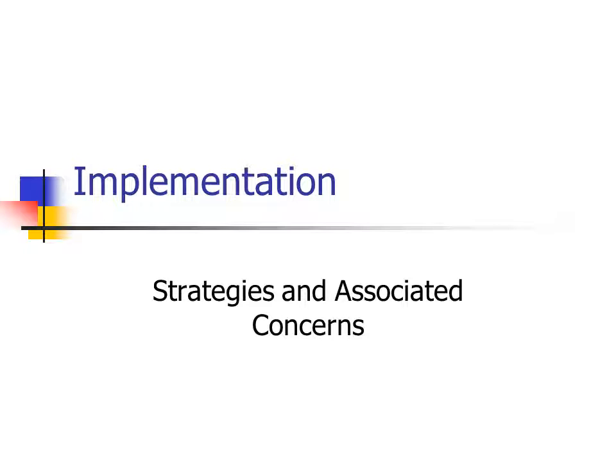Okay, folks, well, here we go with Chapter 12 on implementation, strategies, and associated concerns. And if you remember way back to the beginning, I think it was at the end of the first chapter, we talked about the generalized planning model and the steps to that.